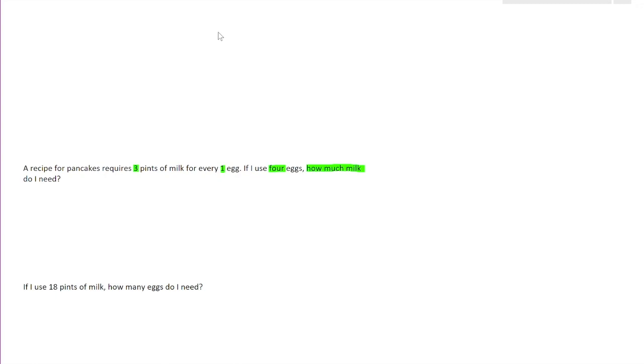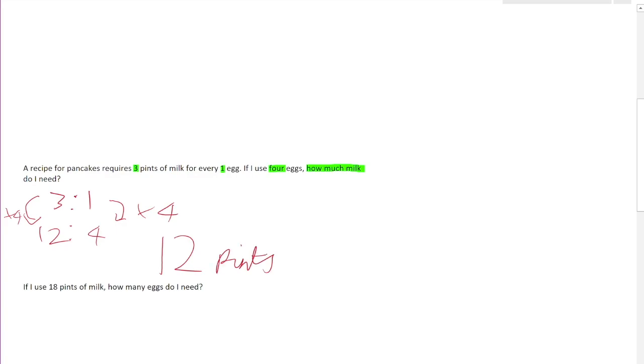So, how do we start? Well, we've been told 3 pints of milk for every 1 egg, which means that milk to egg is a 3 to 1 ratio. How many eggs are we using? 4. What do we do to get from 1 to 4? Times by 4. So we're going to do 3 times 4. We find that it's 12 to 4, so we need 12 pints of milk. It's important to have the units there, just to be safe.